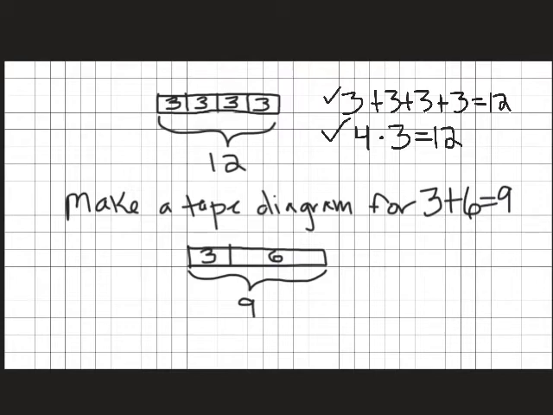All right, now let's try some where we don't know all of the information. Let's try some where we use a variable. So this time, we're going to make a tape diagram where we have a section of 3, but then we have a section that we're labeling X. And we don't know how big this part is.